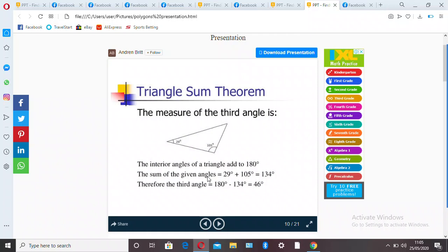The angles that I am given are 29 degrees, which is angle A, and angle B. I'm looking for C, that is right here, but I've been given A and B. So the total of A and B added together, 29 plus 105 degrees, will give me 134 degrees. So if I want to find C, what am I going to do? I will just say the third angle is equal to 180 degrees take away 134. That will give me 46. So if you add 29 plus 105 plus 46 together, it should give you 180 degrees. I hope you understand that.